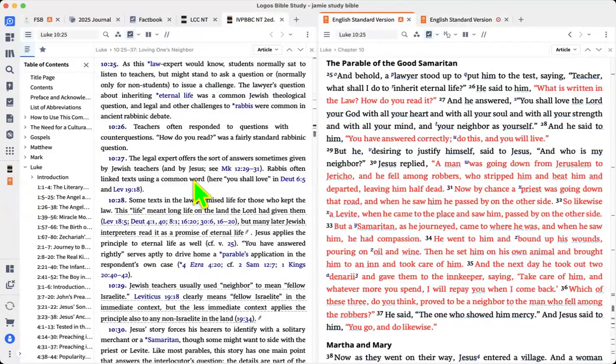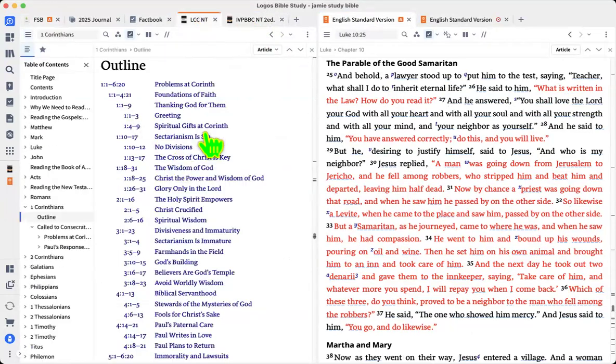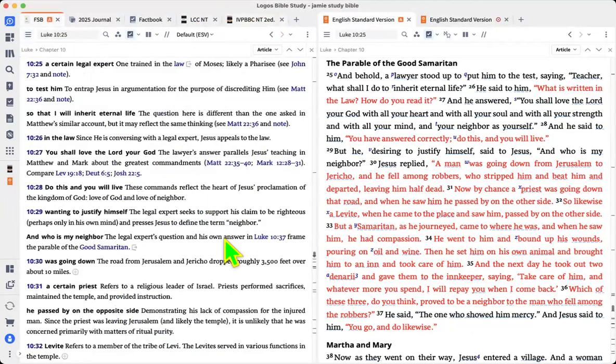So it's historical context, literary context, and social context. Faith Life Study Bible is going to help you with a lot of it. Lexham Context Commentary will help you with the literary work. And then the Bible Background Commentary, in addition to the Study Bible, will help you with that social context.